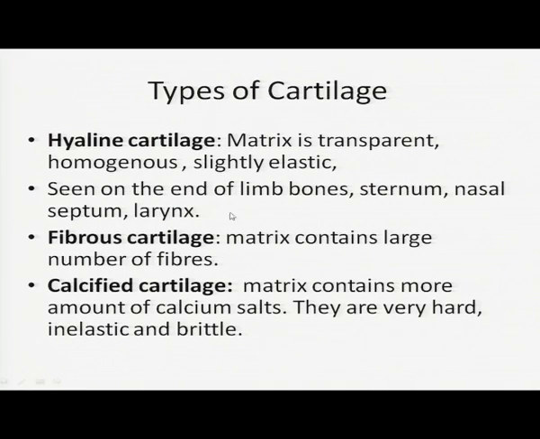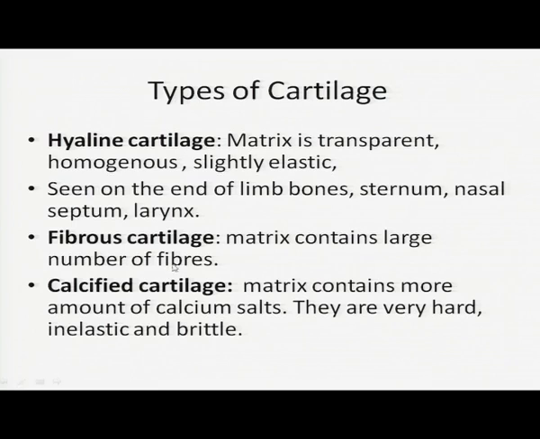Now, coming to the different types of cartilage, one is hyaline cartilage. The matrix is transparent, homogeneous, and it is slightly elastic in nature, and it is seen in the limb bones, at the end portion of the limb bones. It is present in the sternum, the chest bone, and nasal septum, as well as in the larynx.